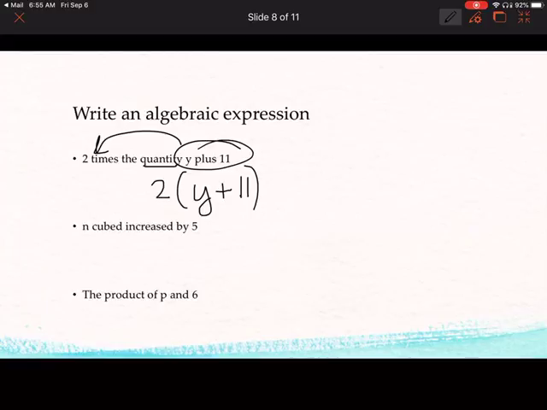n cubed increased by 5. Remember, the third power means cubed. So that's a math term. So n to the third plus 5. The product of p and 6. So important word again. Remember, product is multiplication. And I can just write that as 6p.